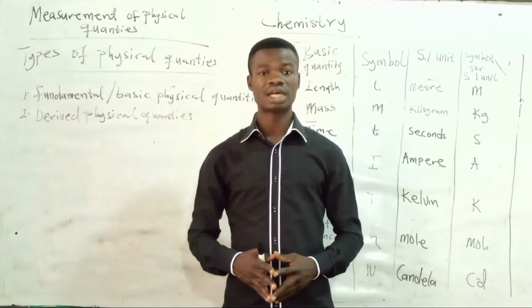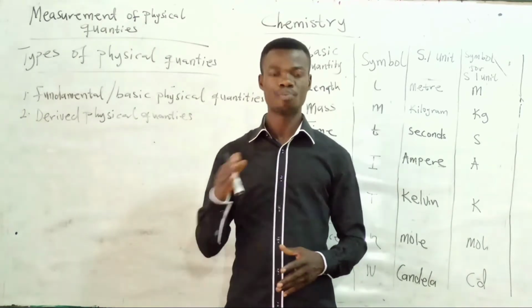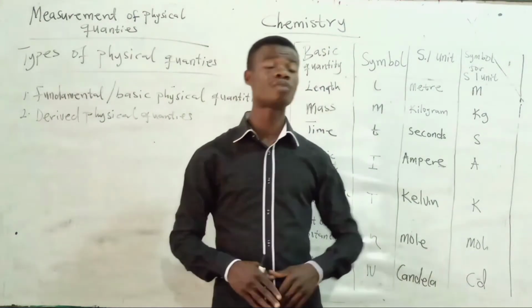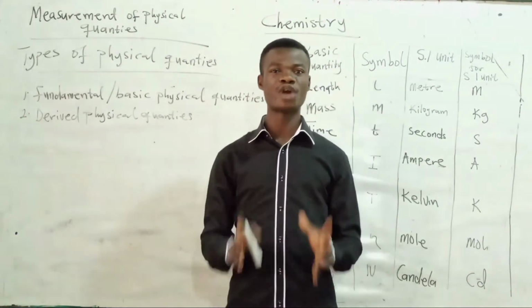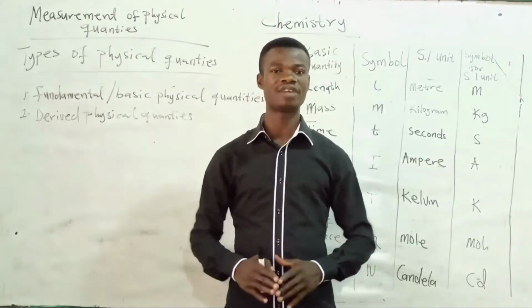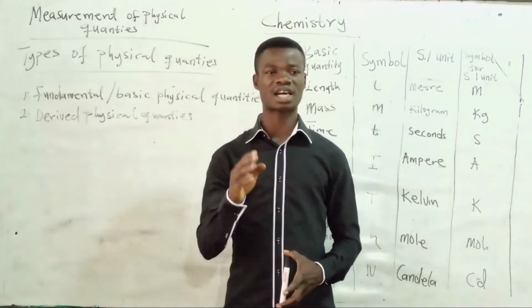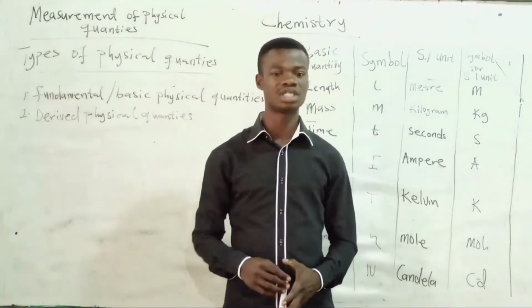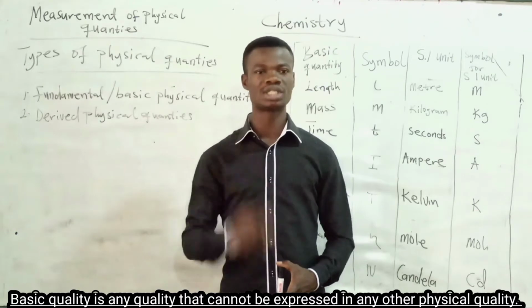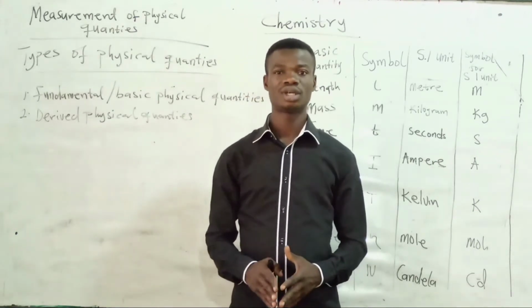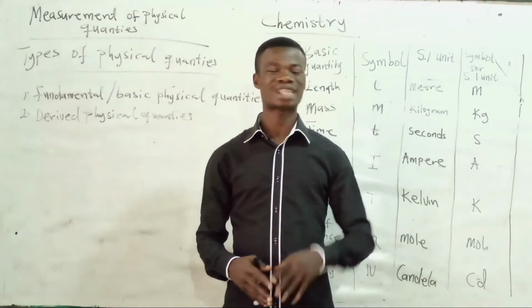The first one that I want us to talk about is fundamental or basic quantity. You can also term it as fundamental or basic physical quantities. And then the second one is derived physical quantity, or derived quantity. Now, what is a fundamental or basic physical quantity? It is any quantity that cannot be expressed in any other quantity. A typical example is mass. We can talk about length, time, luminous intensity, and amount of substance.